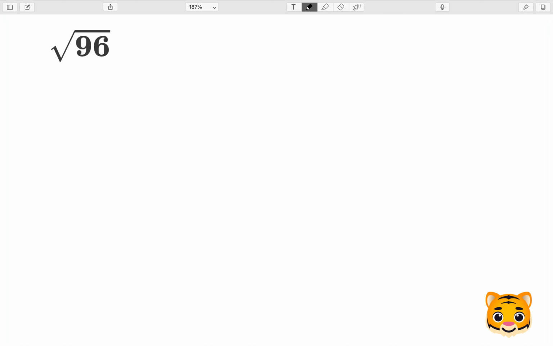In this video, we will be finding the square root of 96. In order to find the square root of 96, let's first review an important math concept, which is the square root of a times b is equal to the square root of a times the square root of b, meaning that if you have two numbers multiplied by each other inside of a square root, you can separate them out into their own individual square roots and multiply them together.